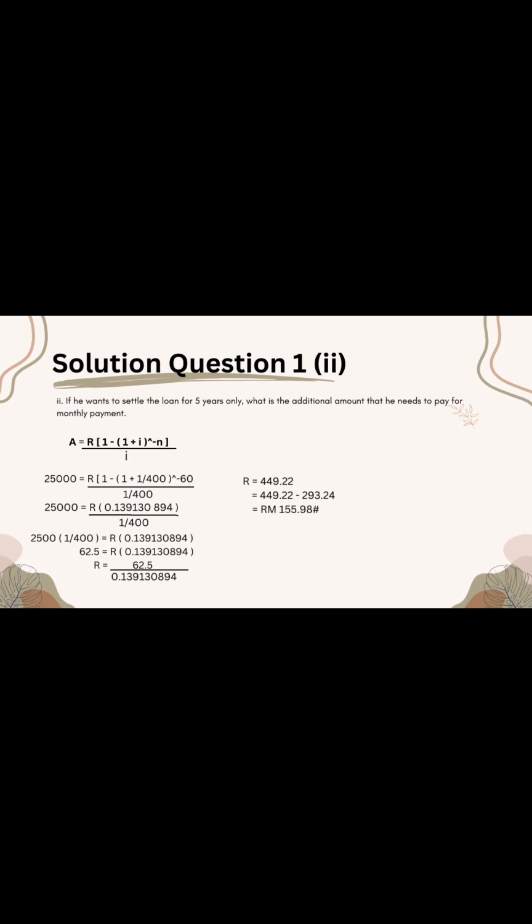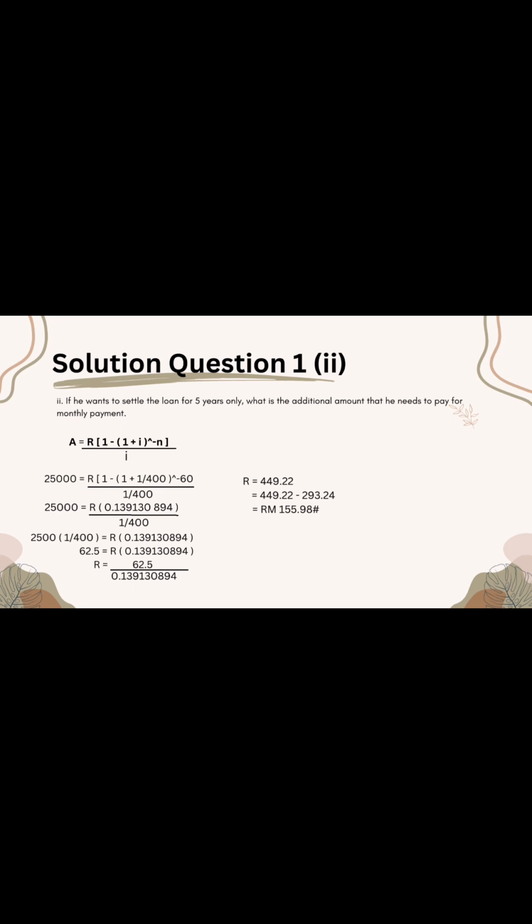Question 2. If he wants to settle the loan in 5 years only, what is the additional amount that he needs to pay for the monthly payment? So now we will use the same formula. 25,000 equals R bracket 1 minus bracket 1 plus 1 over 400 to the power of minus 60, divided by 1 over 400.